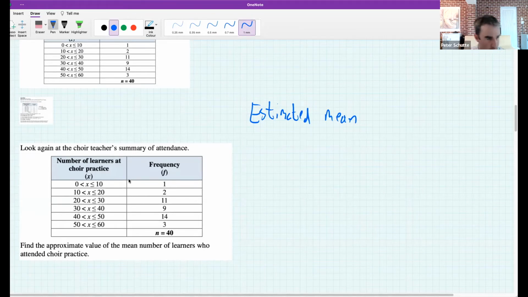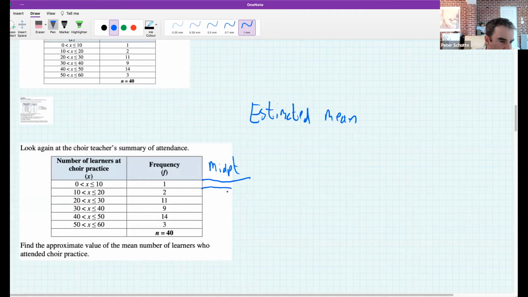Basically, you know that you don't know exactly how many learners are at choir practice. You do know that there's between 0 and 10. And to calculate the estimated mean, there are 2 ways of doing it. One is doing it manually, one is with a calculator. I'm going to show you the manual method, but you need the midpoint. The midpoint of the interval basically acts like the value that we don't know. So what is the midpoint between 0 and 10?